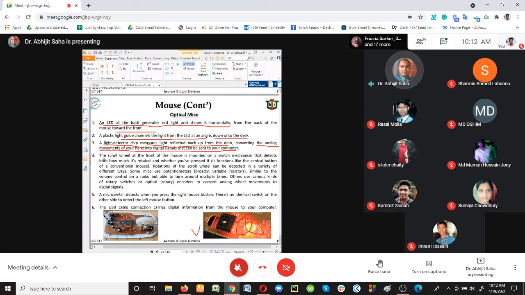And then the scroll wheel that we are talking about, the middle switch here, the scroll wheel at the front of the mouse is mounted on a switch mechanism that detects both how much it's rotated and whether you have pressed it. It functions like the central button of a conventional mouse. So this is what I mean.